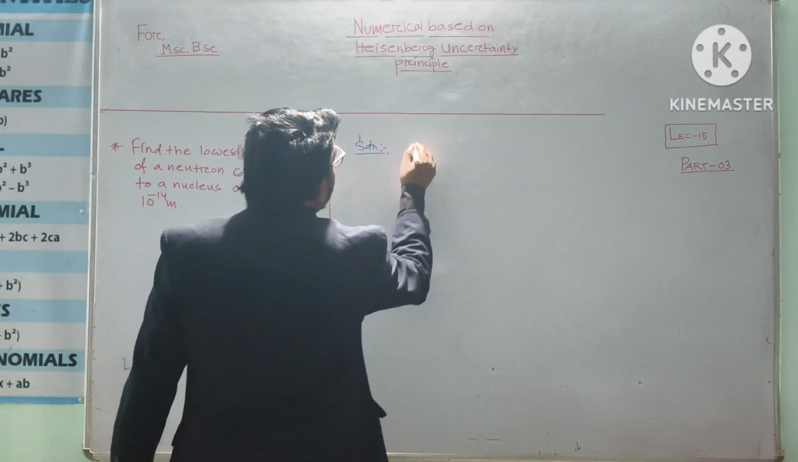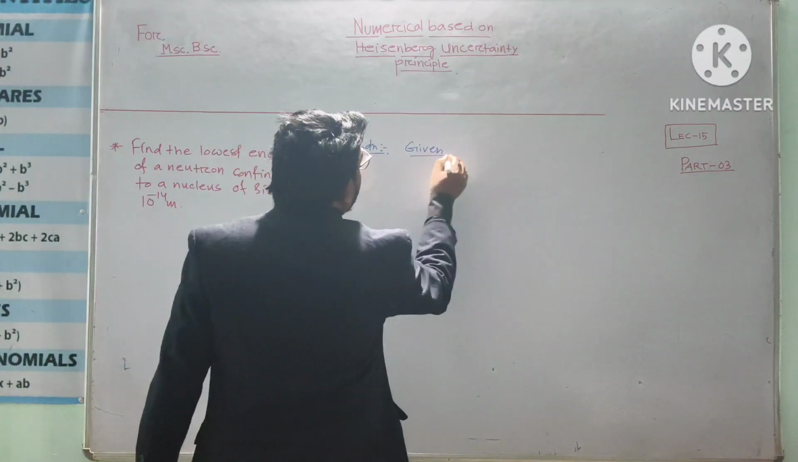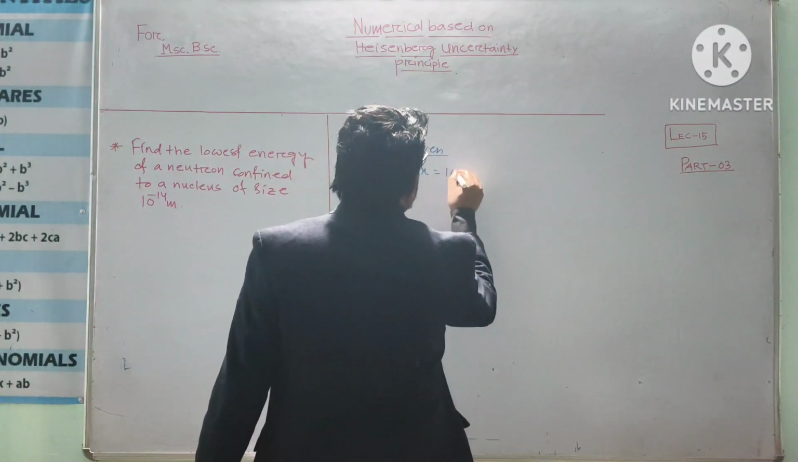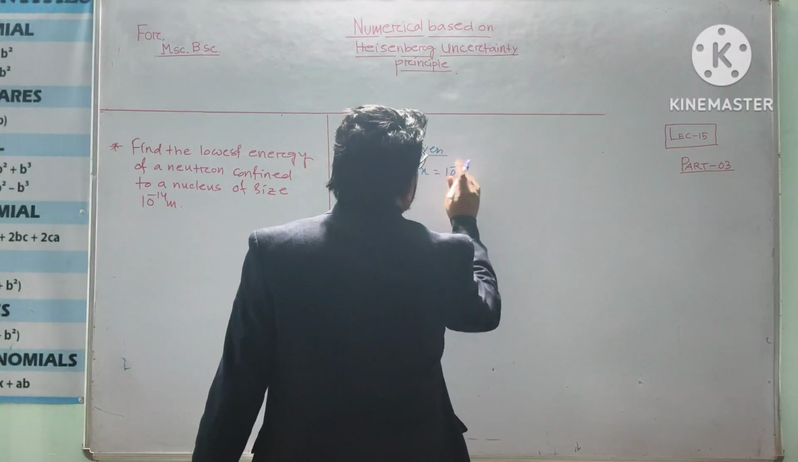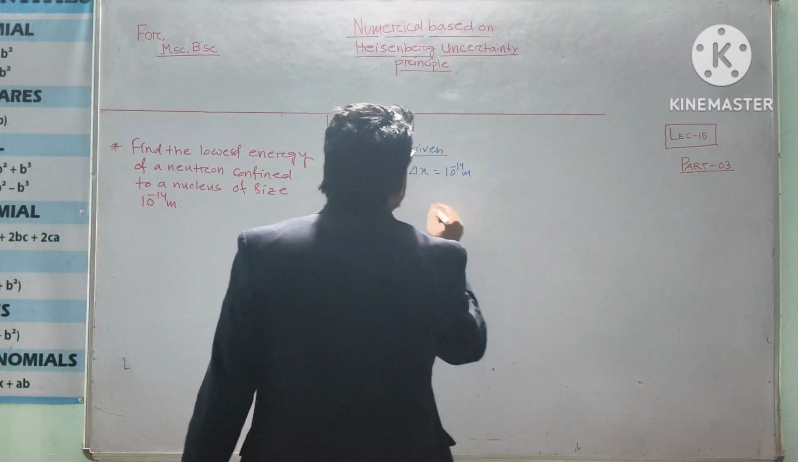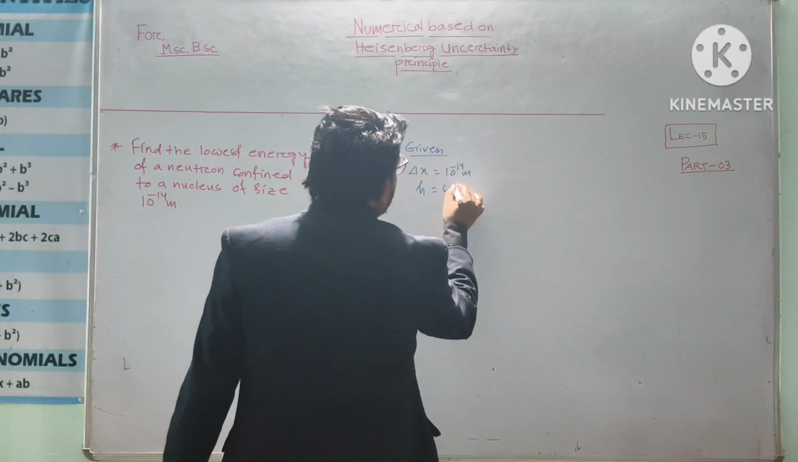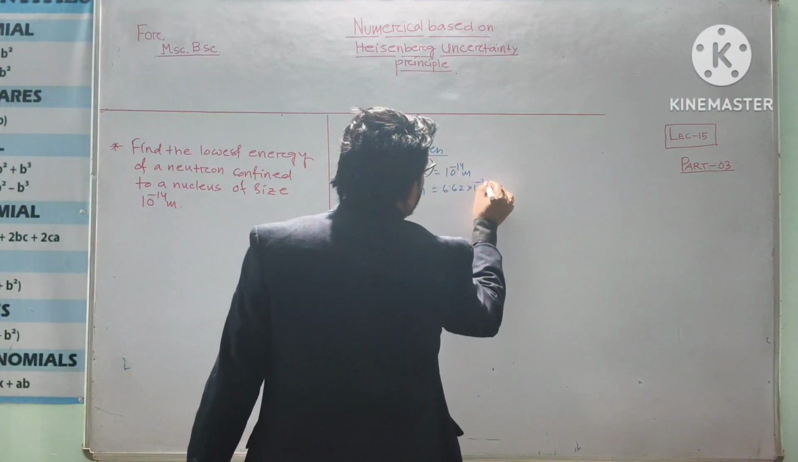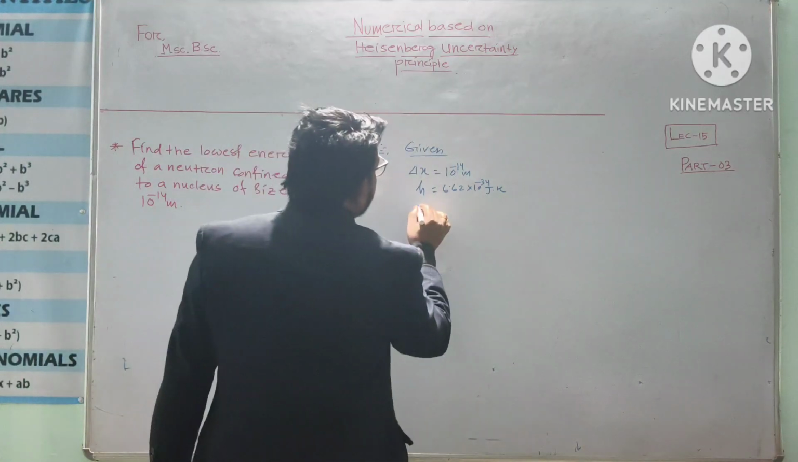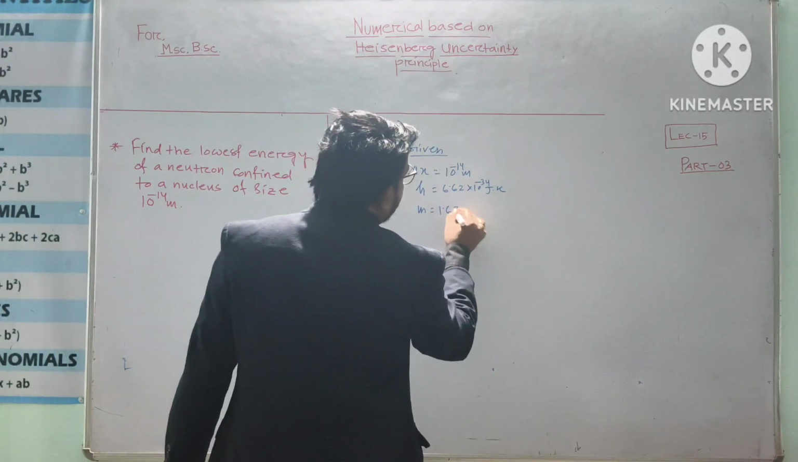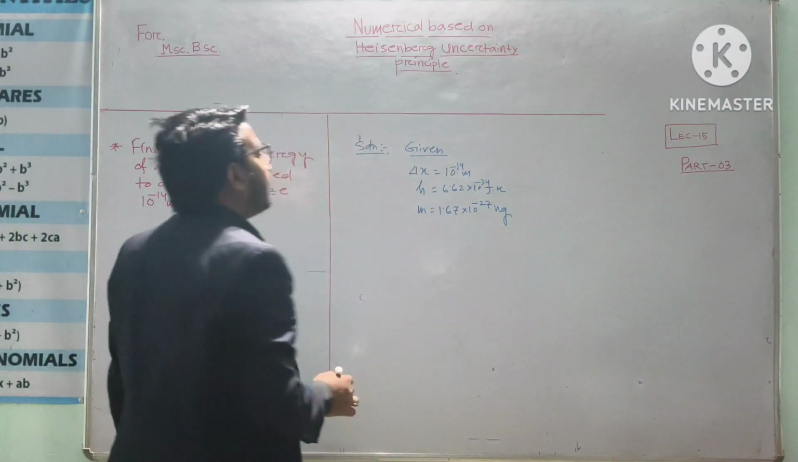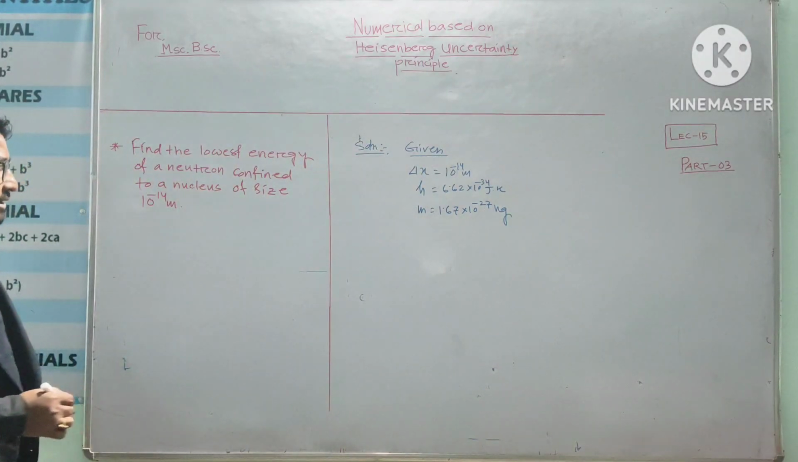So the given information of this question: given delta x equals 10 to the power minus 14 meter, and Planck constant 6.62 into 10 to the power minus 34 joule second. Okay. And mass of the neutron particle m equals 1.67 into 10 to the power minus 27 kg. Okay. First of all, we are going to find delta p.